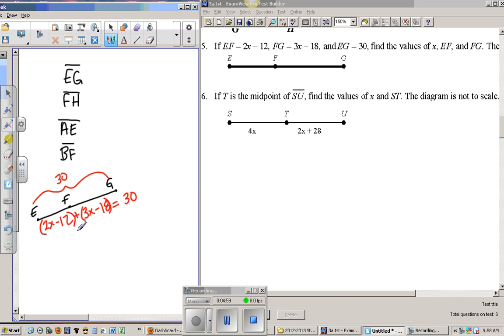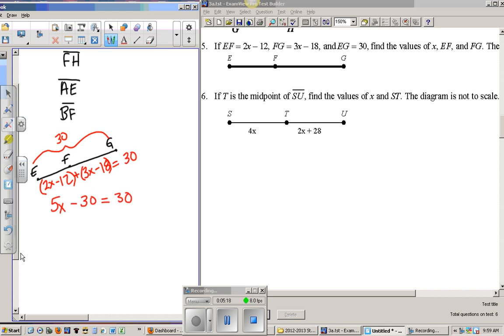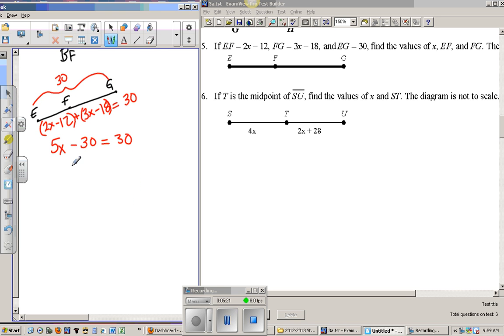Now all I have to do is combine my like terms. 2x and 3x gives me 5x. Negative 12 and negative 18 is negative 30. And that equals 30. Now all we have to do is solve for x. This negative 30 goes across, and remember when we go across the equal sign we have to change signs. So we add, bring down 5x, and 30 plus 30 gives us 60. Solving for x, x equals 12.